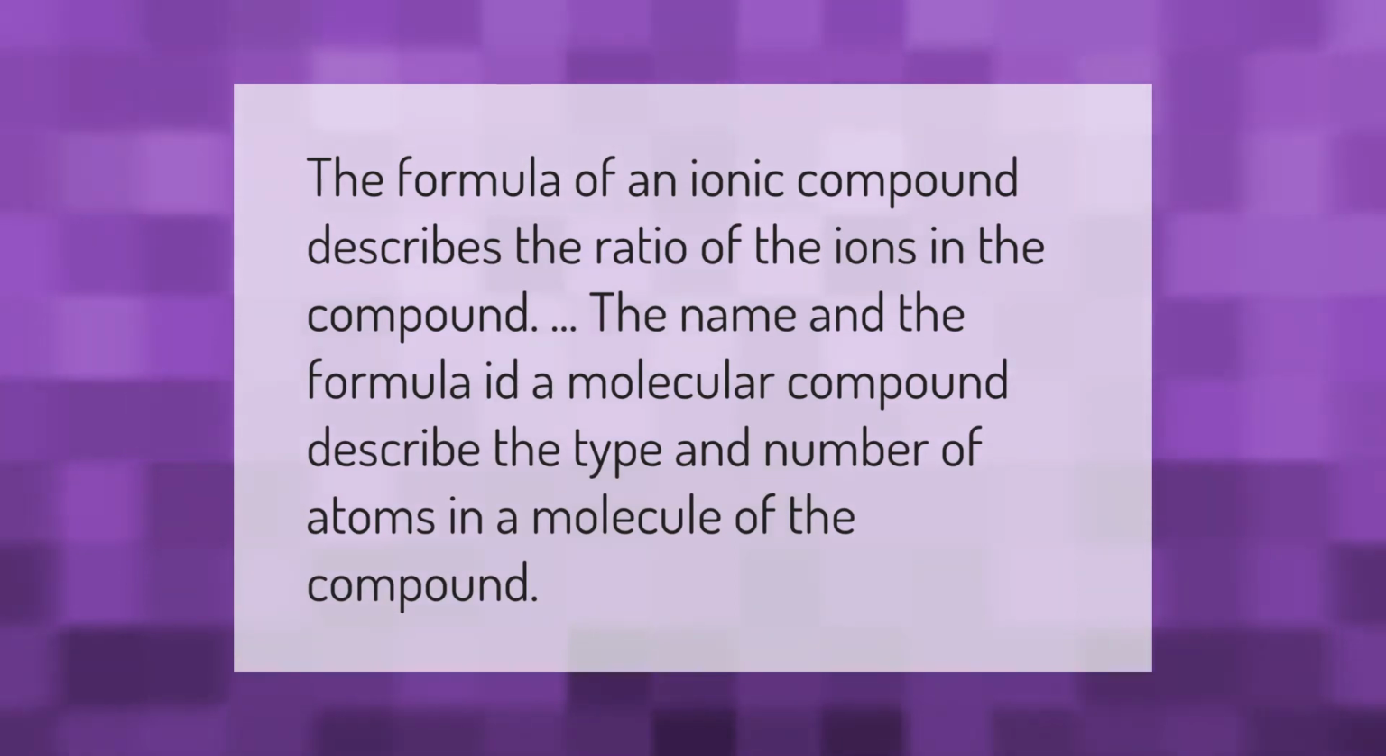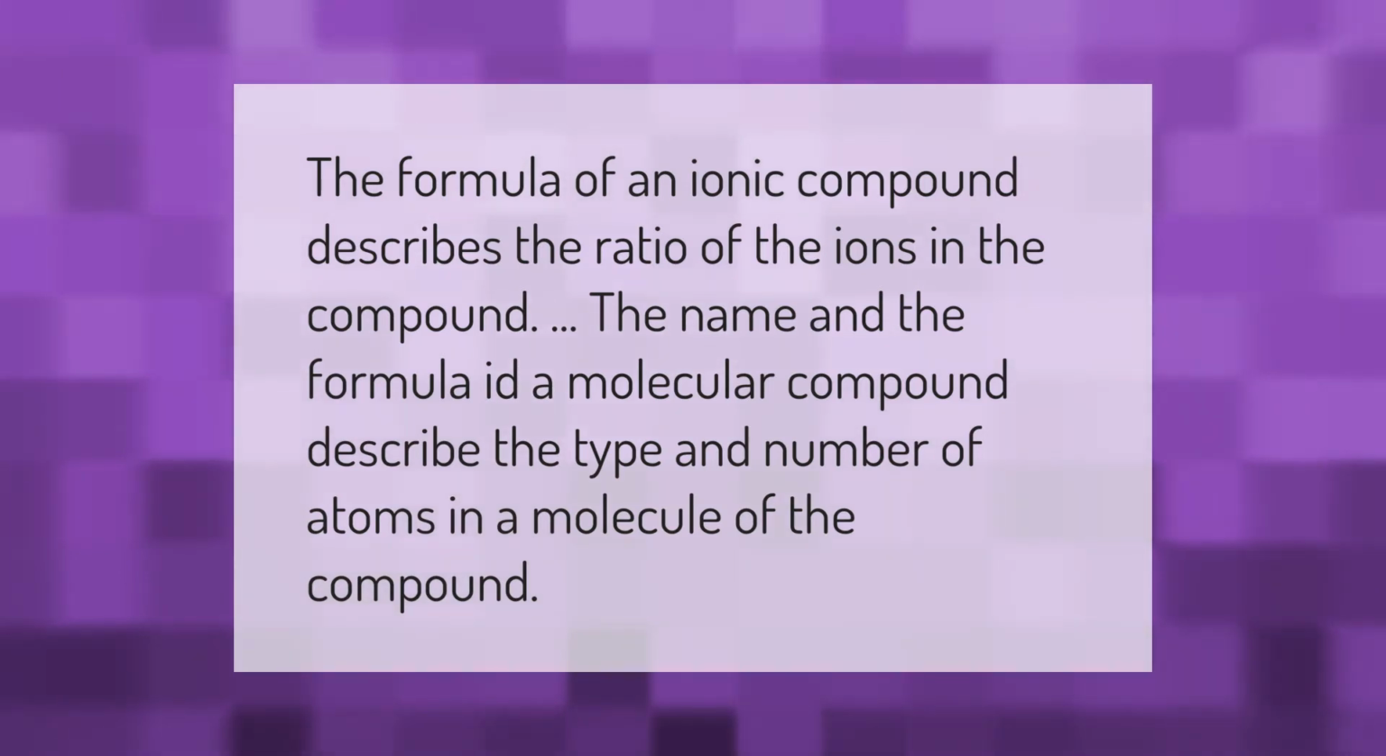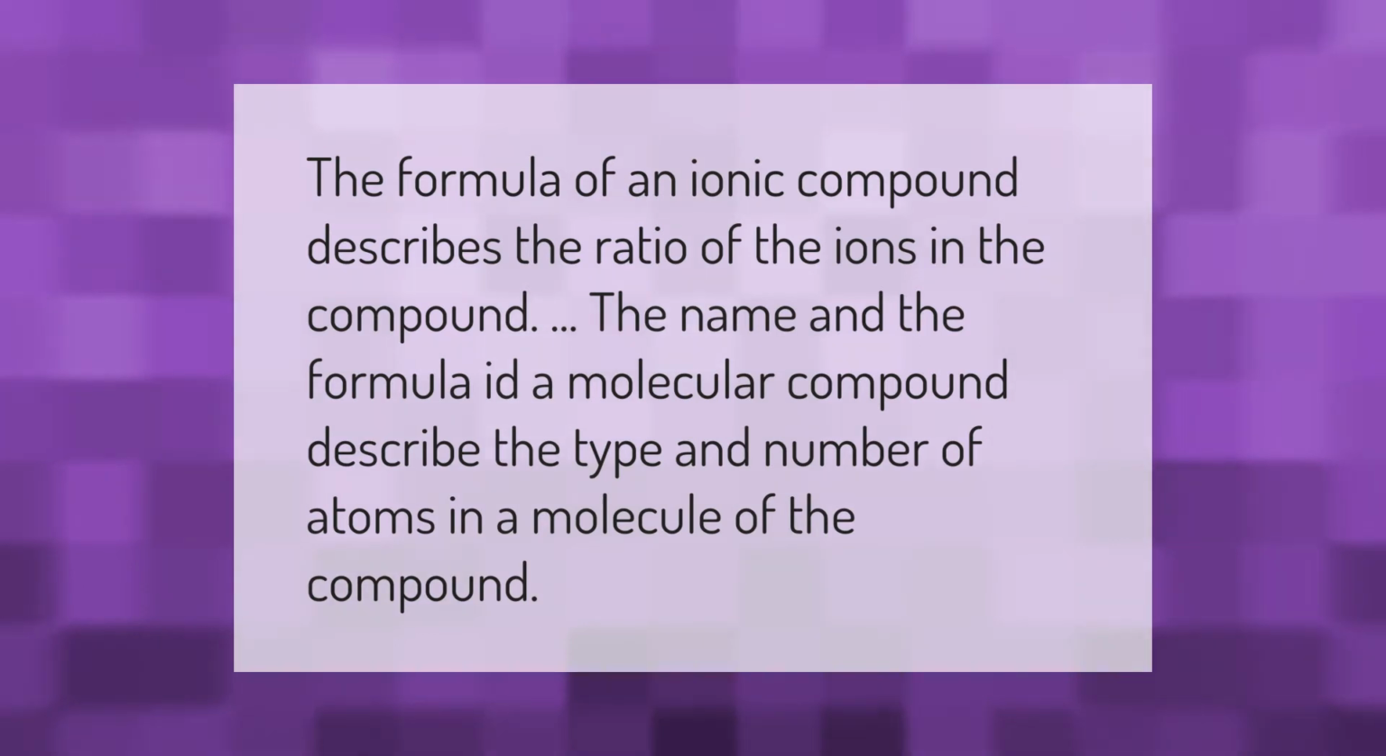The formula of an ionic compound describes the ratio of the ions in the compound. The name and the formula in a molecular compound describe the type and number of atoms in a molecule of the compound.